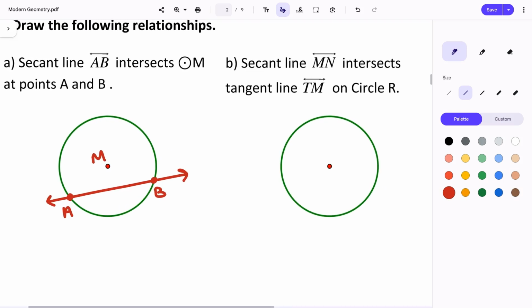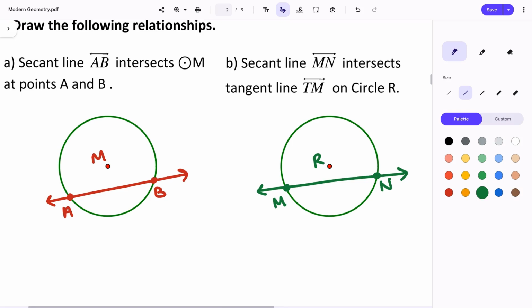Okay, let's go on to B. What would we name this circle? R. Okay, this one says secant line MN intersects tangent line TM on circle R. So we just talked about secants. We know that it goes through the circle. I'm just going to draw it the same way. What letters should I put on my secant here? M and N. Okay, so that's my secant.